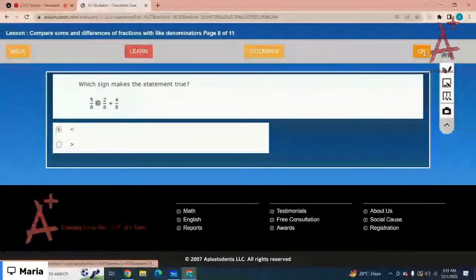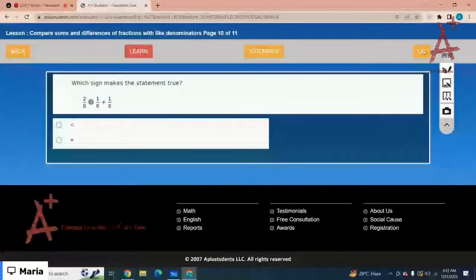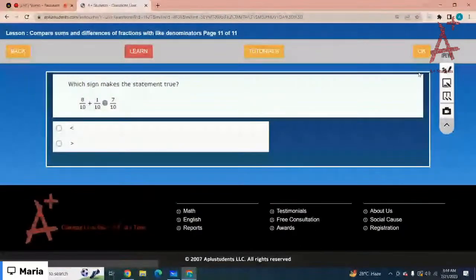Okay, the next one is 1 by 10 plus 6 by 10. So that would be 7 over 10, which is greater than 6 over 10. And the last one, 8 plus 1 is 9 over 10. So 9 over 10 is greater than 7 over 10.